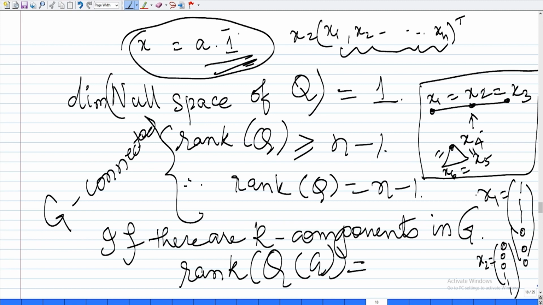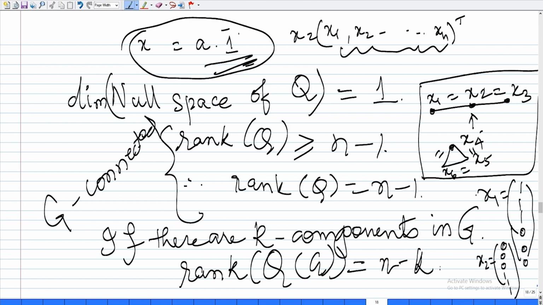So, if I have k such components, then I can generate k linearly independent vectors in similar fashion, right. Therefore, the rank of Q of G with k components boils down to n minus k, right.